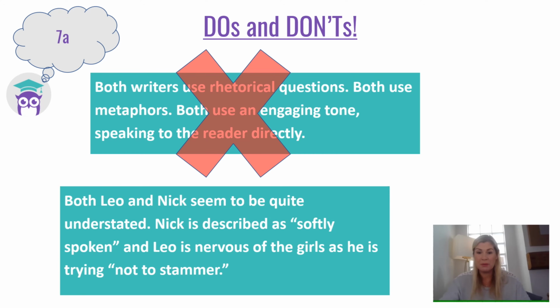Instead, you want it to look a bit more like this. Both Leo and Nick seem to be quite understated. Nick is described as softly spoken, and Leo is nervous of the girls as he's trying not to stammer. That is content-based. That's your sort of first 2 marks awarded there, and you just need to do a few more. But notice I've written no more than 2 sentences. So you're thinking I'm writing 6 to 8 sentences, just pointing out those similarities with the quotes. So 7A, deceptively easy. People make mistakes by overcomplicating it. So keep it simple, content only, no analysis, no critical terms, just what is the same.